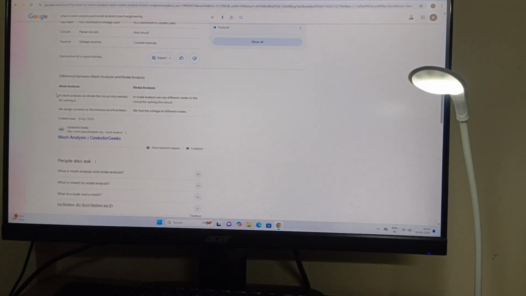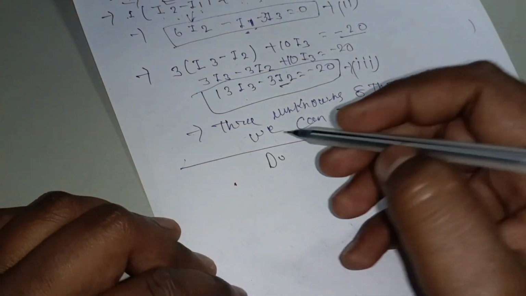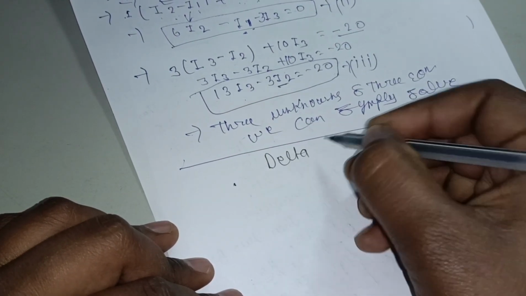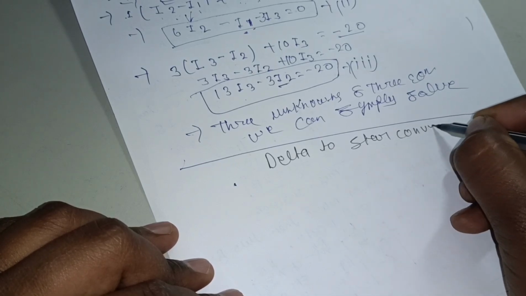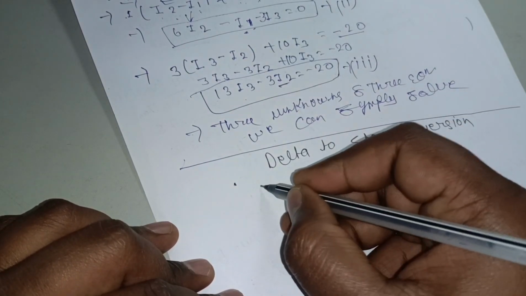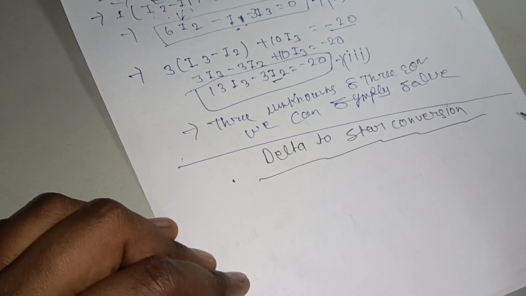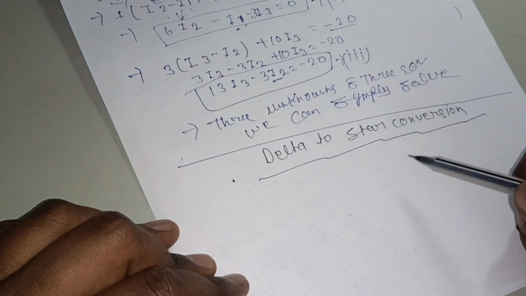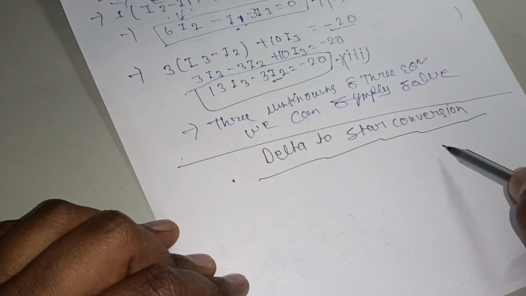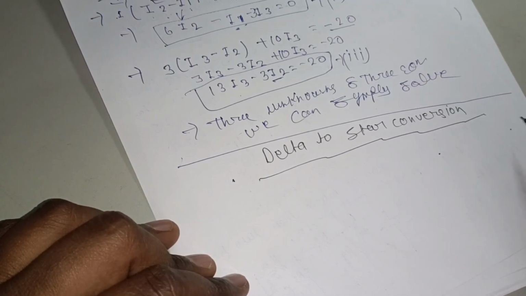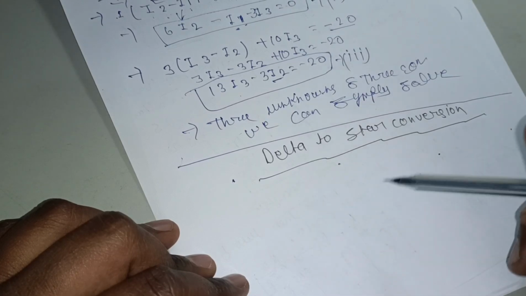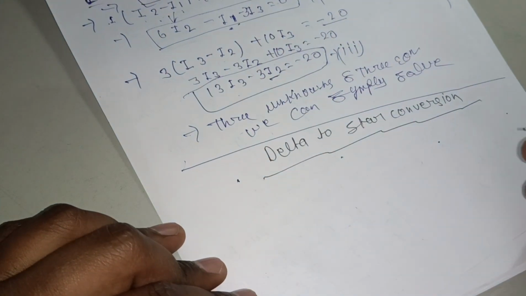Okay, so now let's discuss star delta conversion, delta to star conversion. First of all, why do we need this conversion from delta to star? Sometimes the circuit becomes very complicated and we can't solve it by using the simple series parallel method. That's why we use it, and that is called the delta to star method.